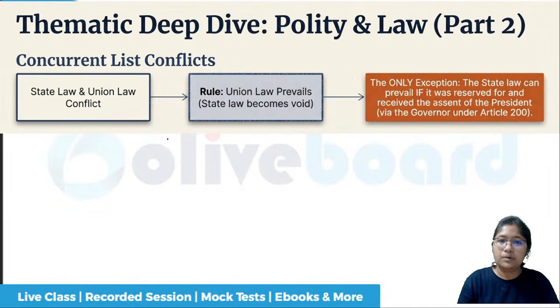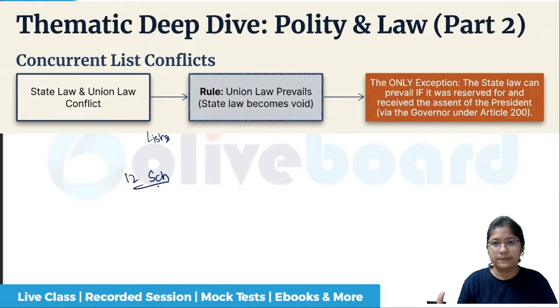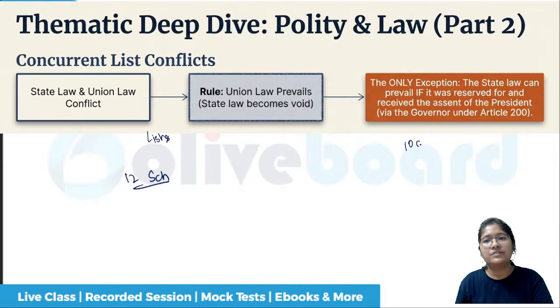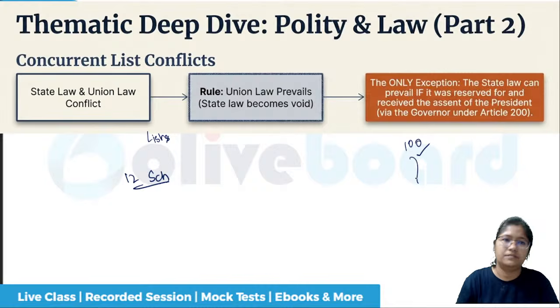Similarly, in polity, we study the list. In fact, we study the 12 schedules, and it is a very high cost-benefit topic. Important articles we study, and important amendments also we study. Specifically after 100, it becomes very important because they are in the latest current affairs.